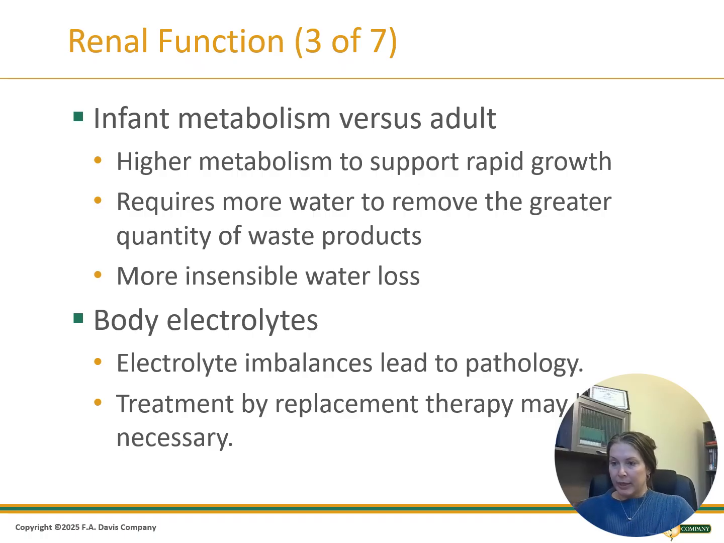So for example, we have a child with diarrhea and vomiting. That's going to result quickly in dehydration and electrolyte imbalance because of the rapid metabolism, the high insensible water loss, the immature kidneys, and the large extracellular fluid shifts. So just think that infants have a high turnover system. Okay.